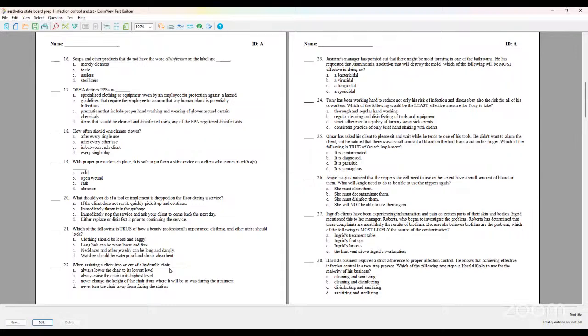Okay. 23. It says Jasmine's manager has pointed out that there might be mold forming in one of the bathrooms. He has requested that Jasmine mix a solution that will destroy the mold. Which of the following will be most effective in doing this? Destroying a mold. Will it be a bactericidal, a virucidal, a fungicidal, or a sporicidal?